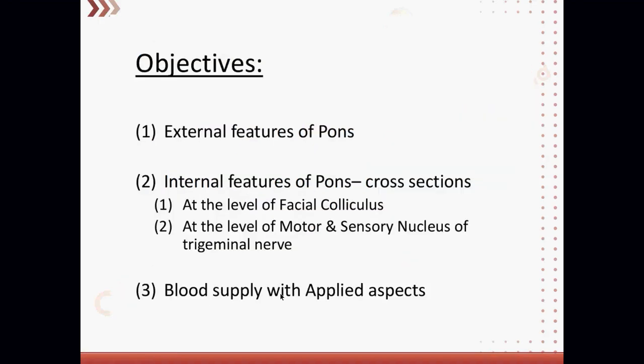So we are going to see about the external features of the Pons, internal features by the cross section at the level of facial colliculus, at the level of motor and sensory nucleus of trigeminal nerve, and blood supply with applied aspect.